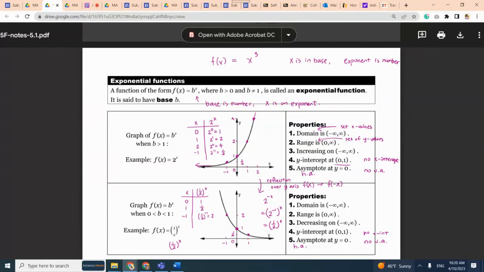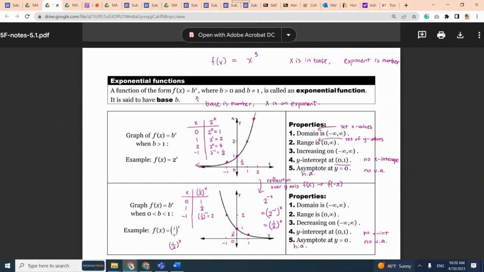So this is the main difference between polynomial and exponential function. Your x now is in the exponent for the exponential function. Okay? And then your base, we have requirement for the base. The base is positive, and the base is not equal to 1. Why?